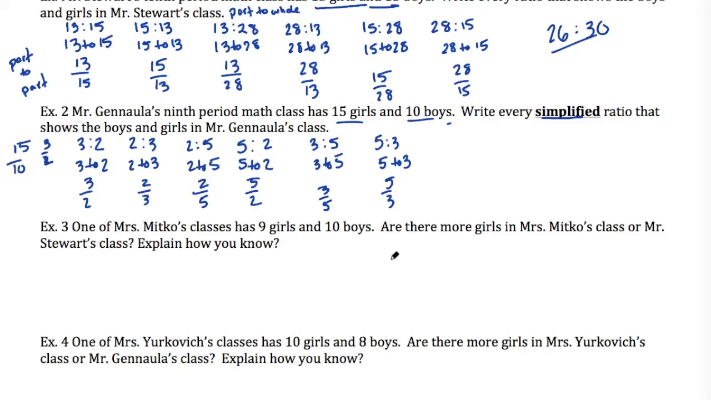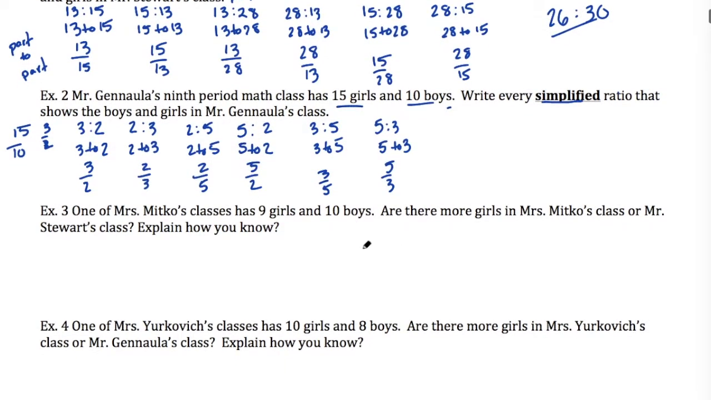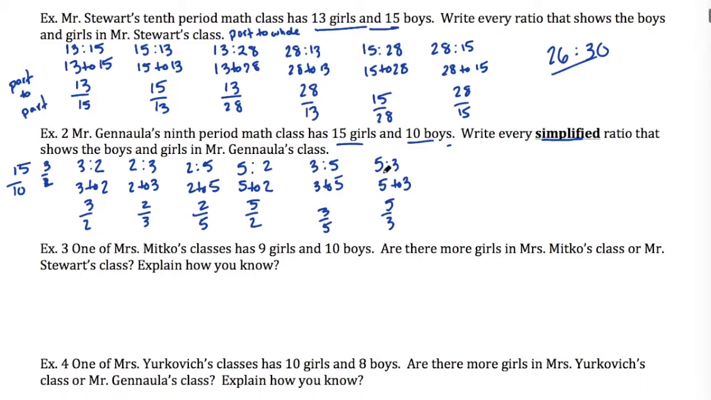Okay. Now, let's consider one of Mrs. Mitko's classes, which has 9 girls and 10 boys. Are there more girls in Mrs. Mitko's class or Mr. Stewart's class? Now, if you go back to look at Mr. Stewart's class, we remember that there were 13 girls. If this was in first grade, I would expect you to think, oh, 13 girls is bigger than 9 girls, so clearly Mr. Stewart's class has more. But let's think a little bit deeper about this. More girls. What might be another way we could interpret that? We might be really looking at how we are comparing the girls to the boys in class.